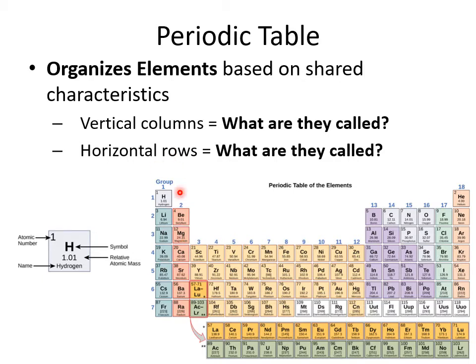So the vertical columns are called groups, and the horizontal rows are called periods. And what do you notice about the first period on a periodic table versus all the others? Well, that one differs in that it's the only one that has 2 elements in its period. So make sure you're comfortable with what vertical columns are. They are the groups. And when we say period on a periodic table, we mean the horizontal rows.